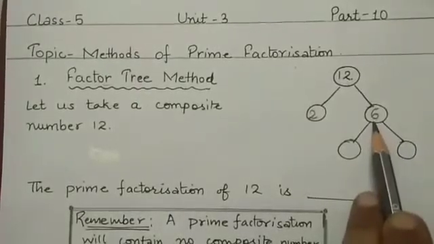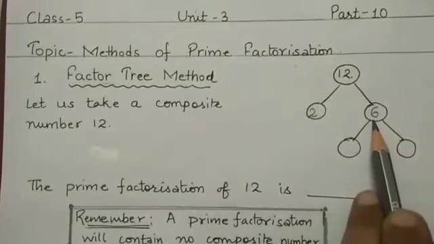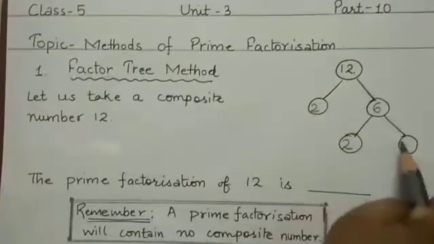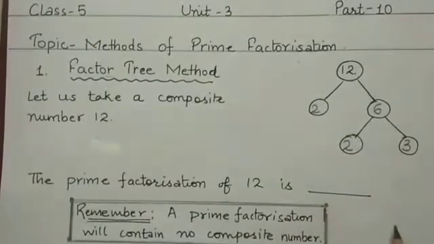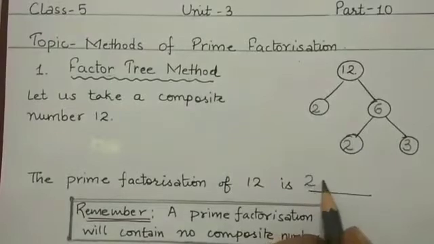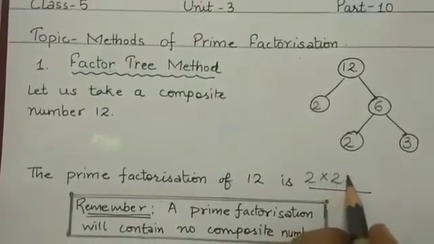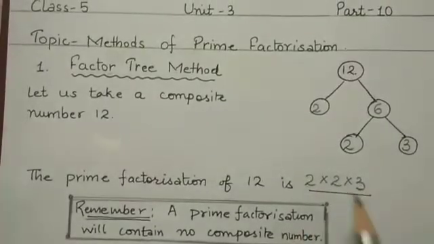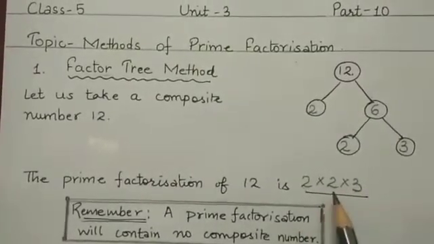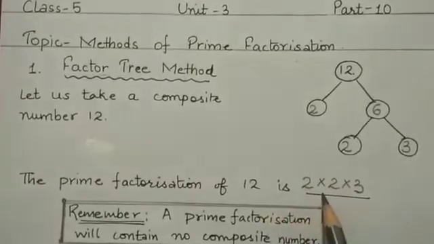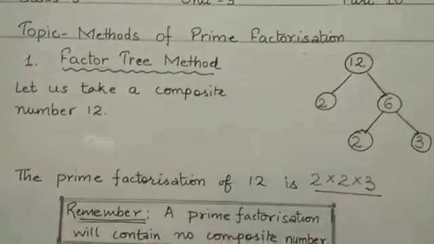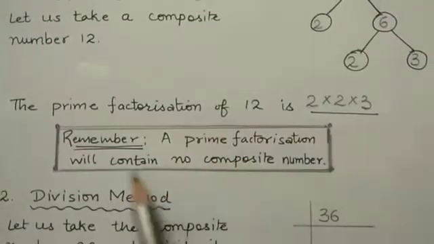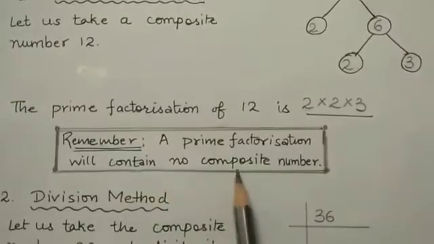Again break this composite number 6 into two factors. We can write here 2 and 3 are factors of 6. So the prime factorization of 12 became 2 into 2 into 3. This method of prime factorization is called the factor tree method. Always remember, a prime factorization will contain no composite number.